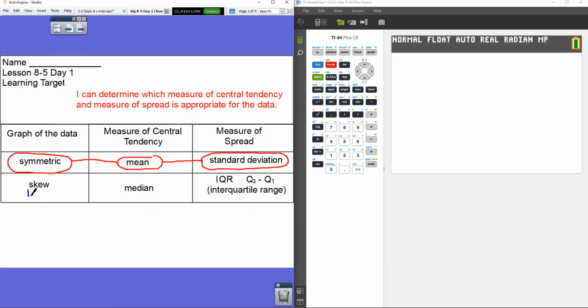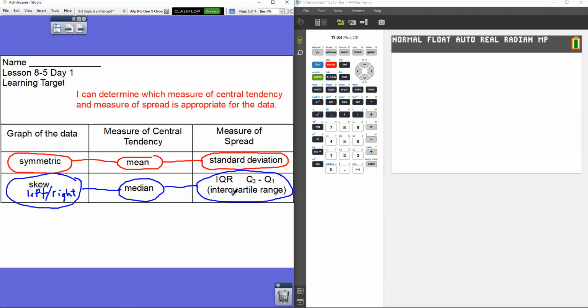Whether it is skewed left or skewed right, it doesn't matter either way. Anytime that it is skewed, you are going to use the median and you are going to use your interquartile range, IQR. So symmetric, use the mean and standard deviation. Skewed left or right, you use the median and the IQR. That is a very important slide for you to remember.